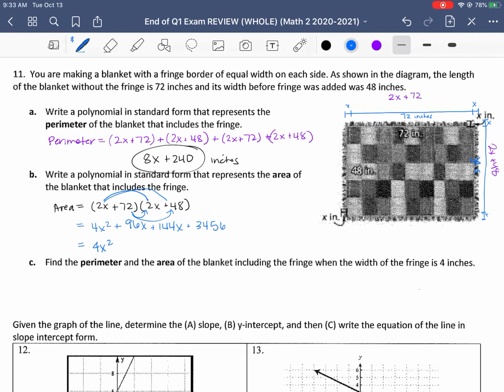And then for our final answer, we'll just combine those middle terms. So 96x plus 144x is 240x. And we get 3,456. This is square inches.